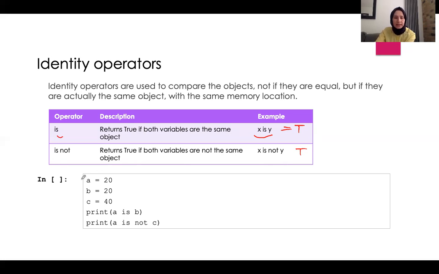Let's look at those examples here. We have a and b, both of them equal to 20, and we have the c value that equals 40. When we say print a is b, as they are the same values, it will produce true. And then we have a is not c, which is true because one of them is 20 and the other one is 40, and this will also produce true for us. When you run this piece of code, those are the results you will get.